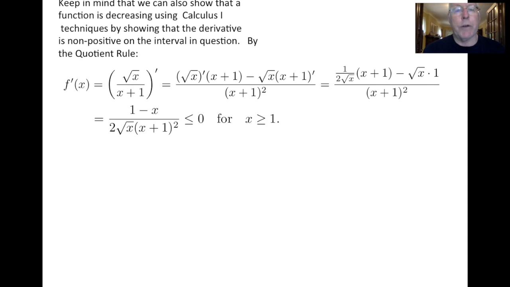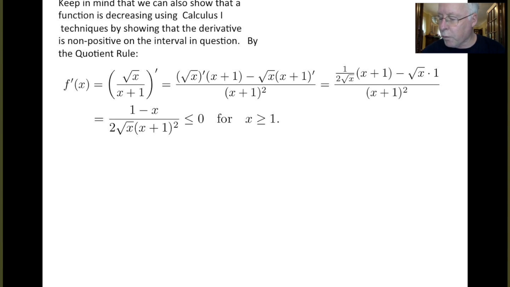In Calculus 1, we learned other ways to show that a function is decreasing, and one way is to take a look at the derivative. So we can actually investigate f prime of x if the graph doesn't quite convince us the function is decreasing. So using the quotient rule, the derivative of root x over x plus 1 is the derivative of the numerator times the denominator minus the numerator times the derivative of the denominator over the square of the denominator.